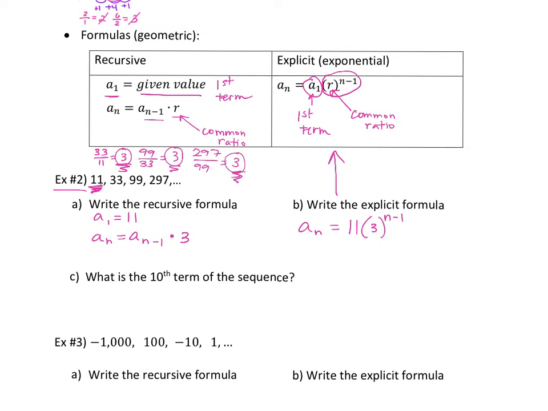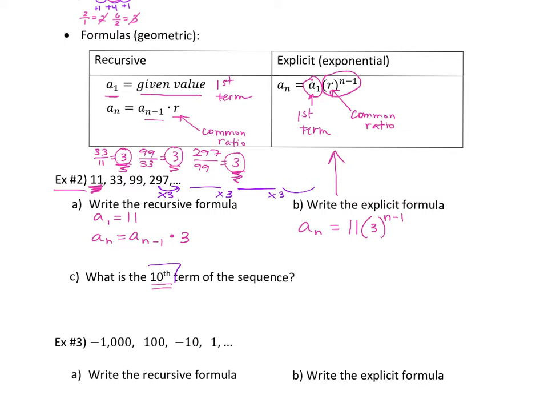Then it says, what is the 10th term of the sequence? Now, when you're using a recursive formula, you have to know the term in front of it, right? So if I'm going to use that, I have to find the 10th term and the 9th term and the 8th term and the 7th term and the 6th term and so on and so forth, which you can do, right? I can go up here to my 297, I can multiply by 3 and get my next one, and I can multiply by 3 and get my next one again, and I can multiply by 3 and get my next one again. It's going to take you a long time.